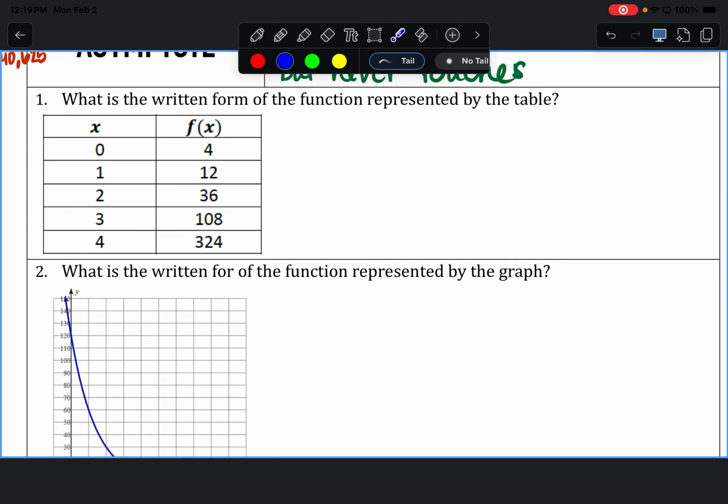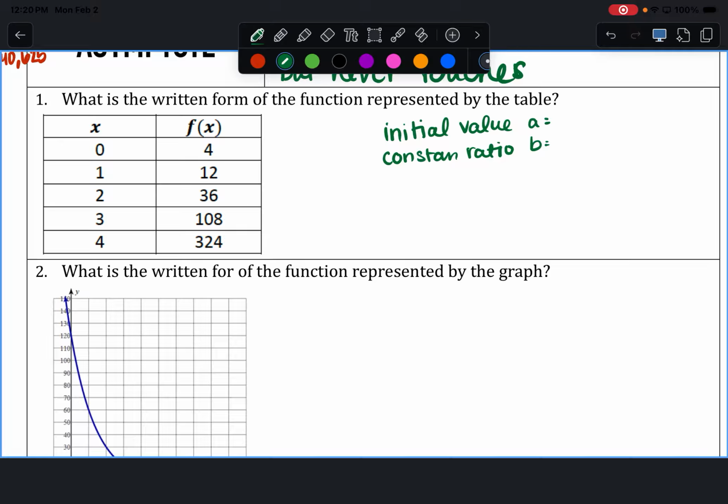All right. Now, we're going to look at question number 1. For question number 1, we are going to write the written form of the function. In order to write it, we have to know 2 things. We have to know what our initial value is, which is our A, and we also have to know our constant ratio, which is our B. Those are the 2 things we need to write the function for an exponential function.